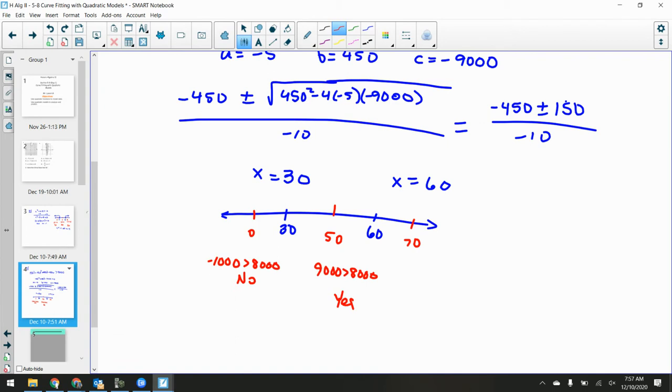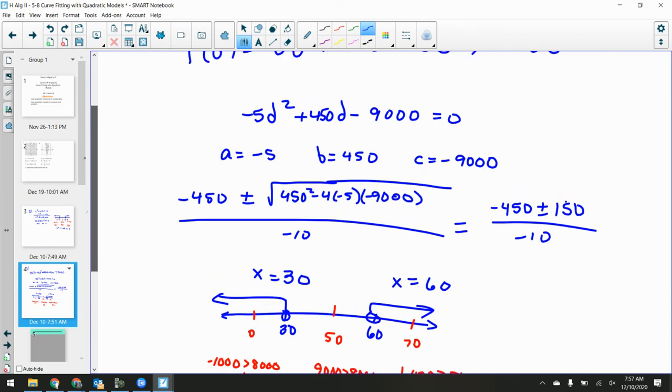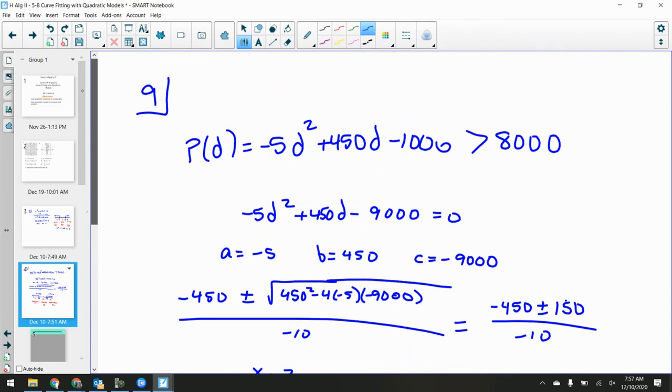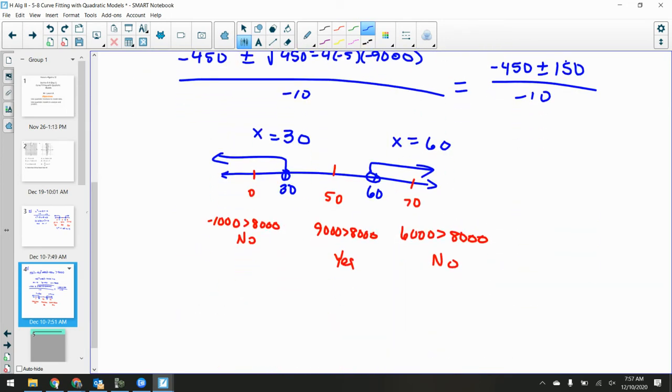$6,000, which is a no. So I say here to here. Is it or equal to? I just said greater than, right? Yeah, because it says within the word problem more than 8,000.